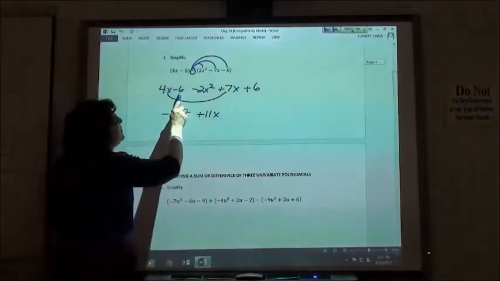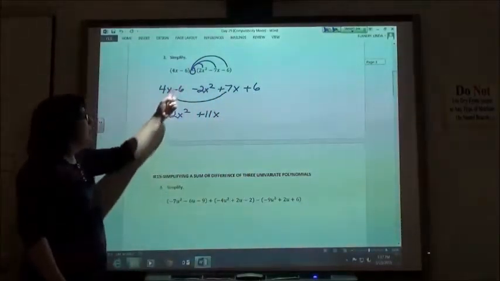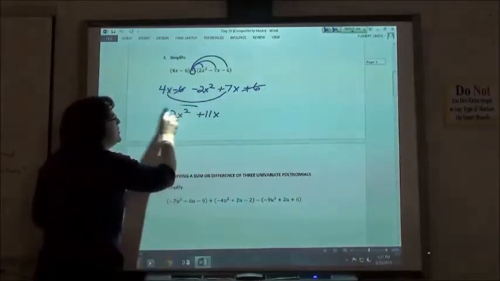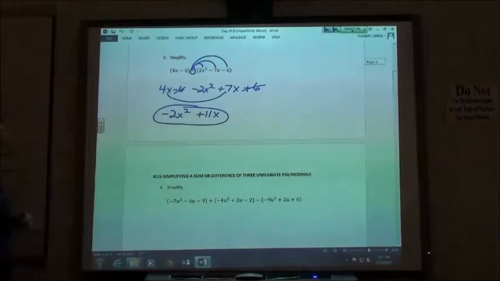And then my numbers, if I have a negative 6 and a positive 6. Negative 6 plus 6 is 0. They just cancel each other out. So you don't need to put anything down for that. So just negative 2x squared plus 11x.